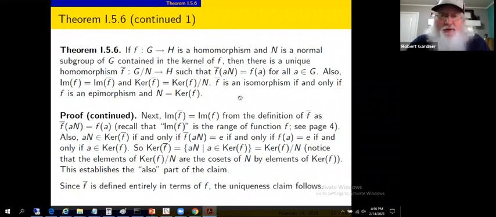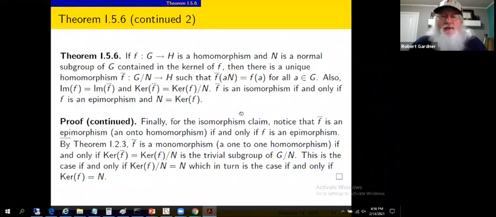We're left with F bar as an isomorphism if and only if F is an epimorphism and N equals the kernel of F. Okay, so we got that last claim to deal with, the isomorphism claim. Let's see, F bar is an onto homomorphism. We established the homomorphism property earlier.